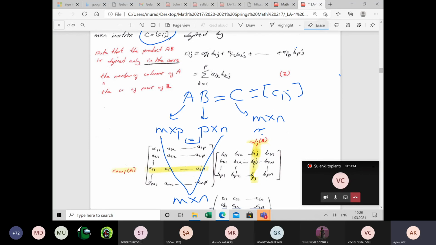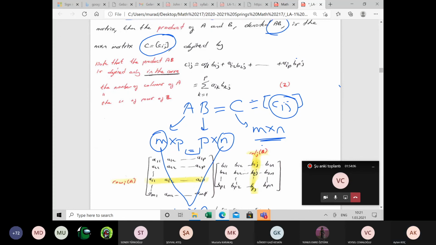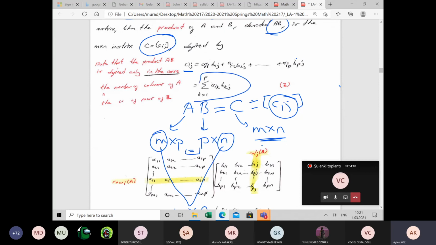Is it okay? C should be M by N, taking the outer dimensions. So the next step is to give all entries of C. What is Cij? Cij is the sum of the multiplications of the corresponding entries. How to get this?